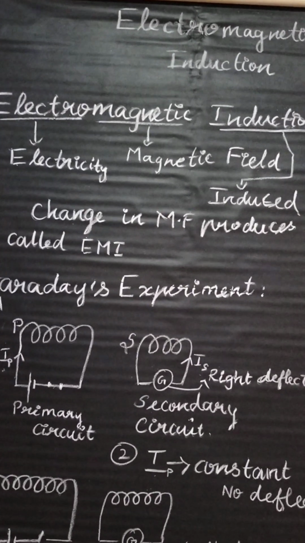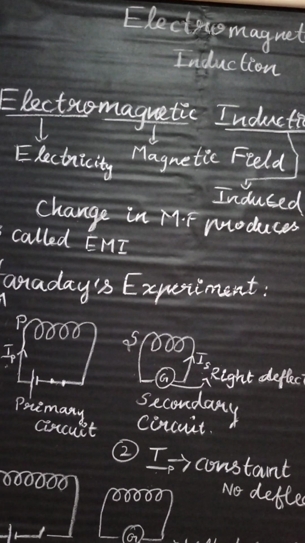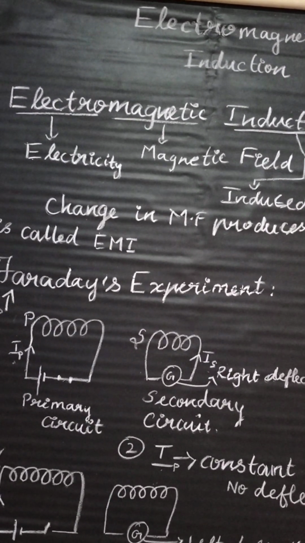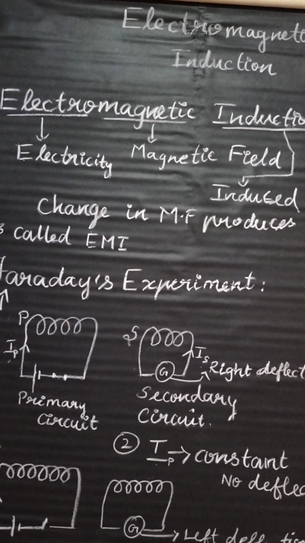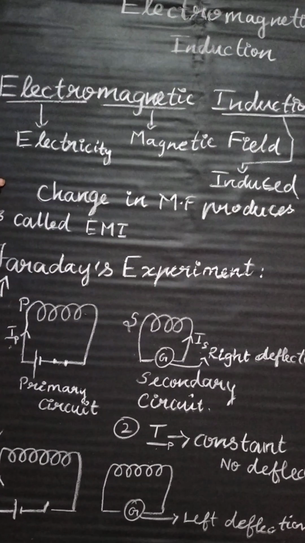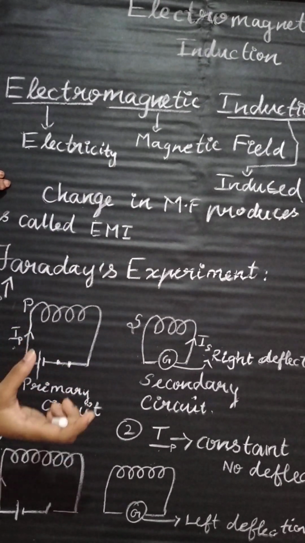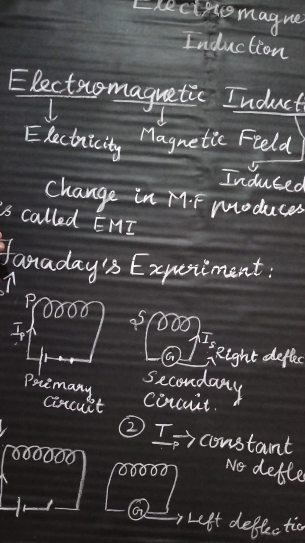We are going to see the second part of electromagnetic induction. In the previous video, we already said that electromagnetic induction was introduced by Faraday. Electromagnetic induction is nothing but a change in magnetic field producing current. This is said to be electromagnetic induction.